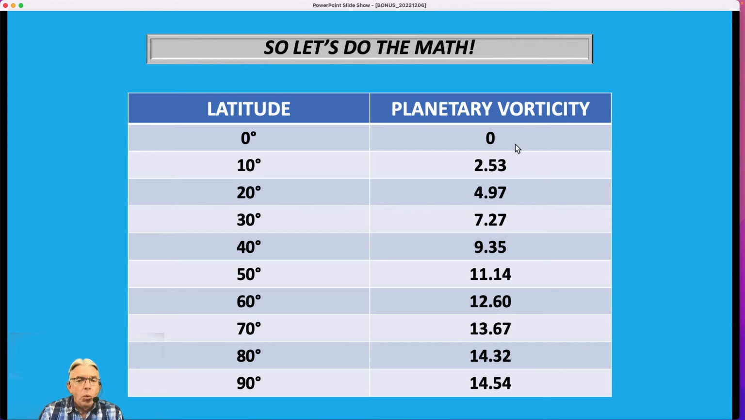So at the equator, there is no planetary vorticity at all, okay? But as you head north and south, then you start to generate it. And by the time you get to 30 degrees north latitude, it's about 7 units. And if you get up toward New York City, about 9. Around Caribou, Maine, 11. And then up at the North Pole, it's 14.